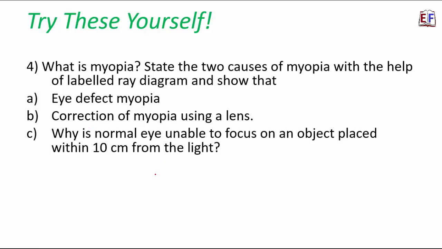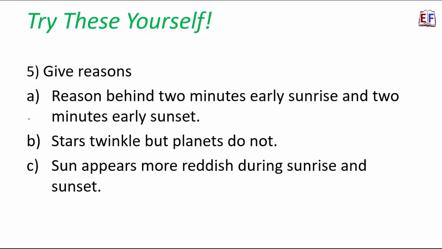Why is normal eye unable to focus on an object placed within 10 centimeter from the eye? Give reasons. Reason behind 2 minutes early sunrise and 2 minutes early sunset. Stars twinkle but planets do not. Sun appears more reddish during sunrise and sunset. Now these type of reasoning questions are very common from this lesson on refraction, because a lot of this natural phenomenon happen because of refraction. So be clear with the understanding.